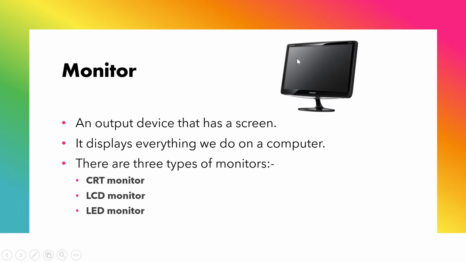Next comes monitor. A monitor is an output device that has a screen. It displays everything we do on a computer, like typing words, numbers, making pictures, tables, charts. Everything can be displayed. There are three types of monitors: CRT monitor, LCD monitor, LED monitor.